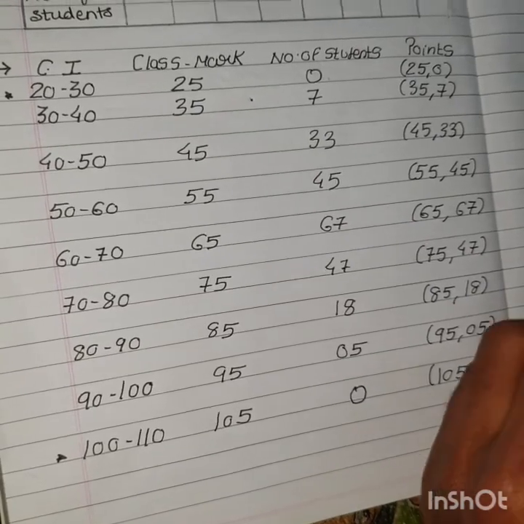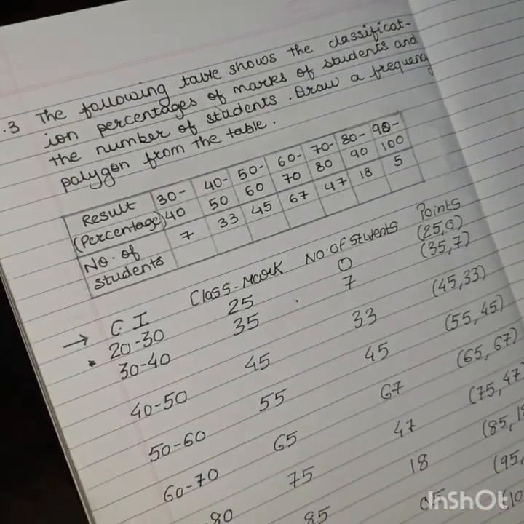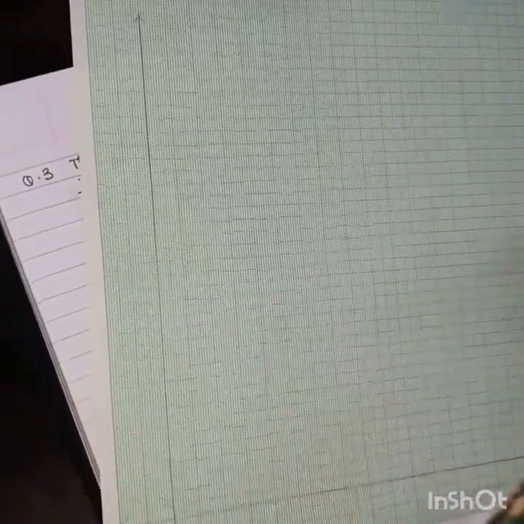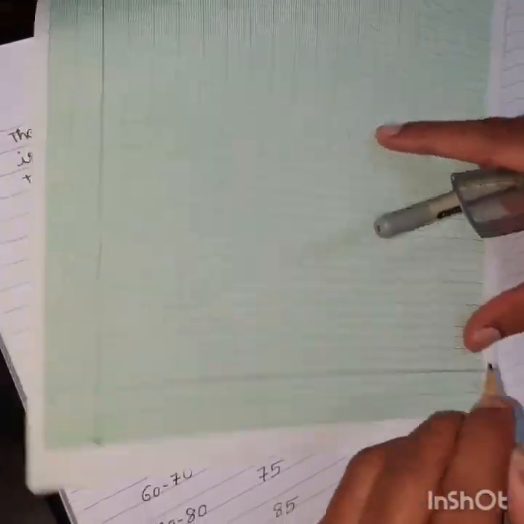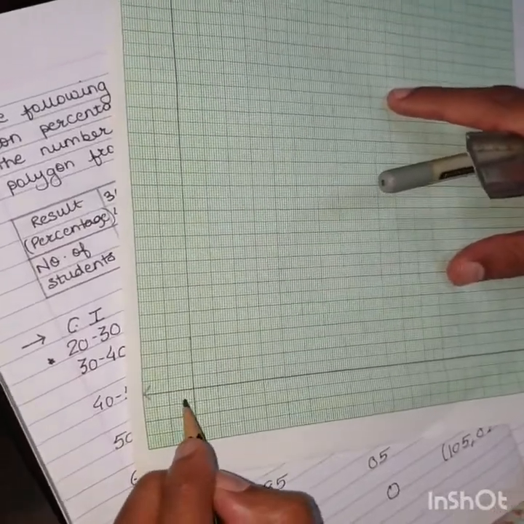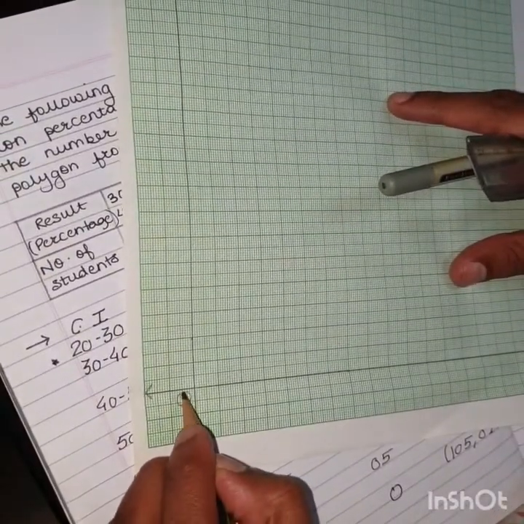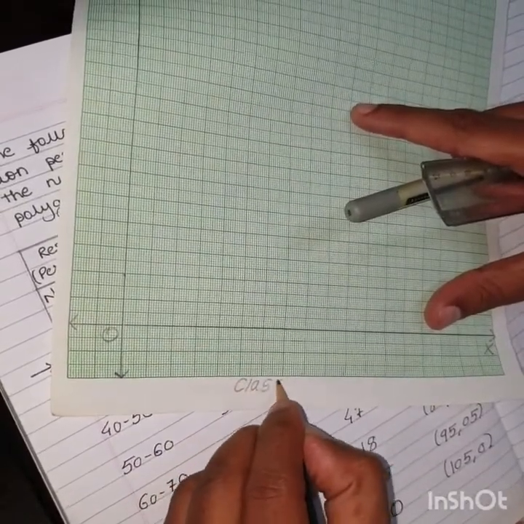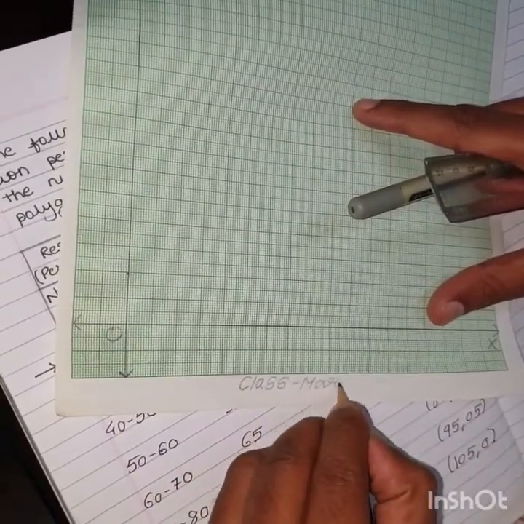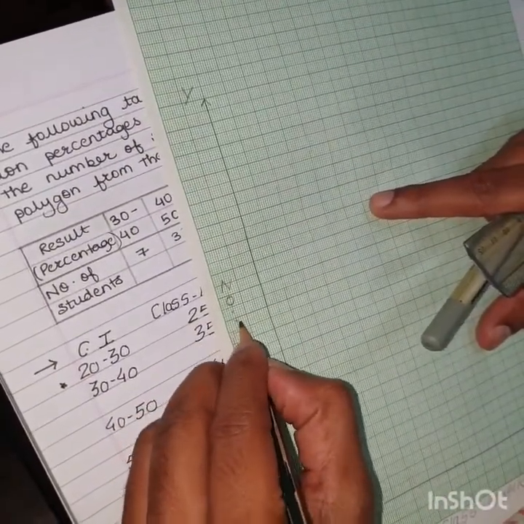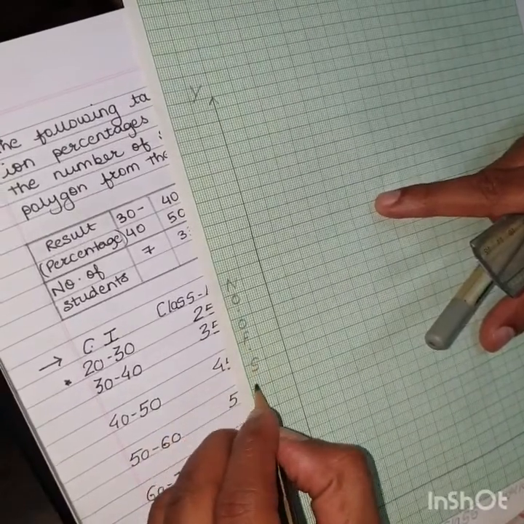Now we have got our points. Now let's see how to plot these points. We will make use of graph paper. First let's draw our x axis and y axis. The point at which x axis and y axis intersect each other is the origin, that is O. Now on the x axis we are going to take class mark, and on the y axis number of students.